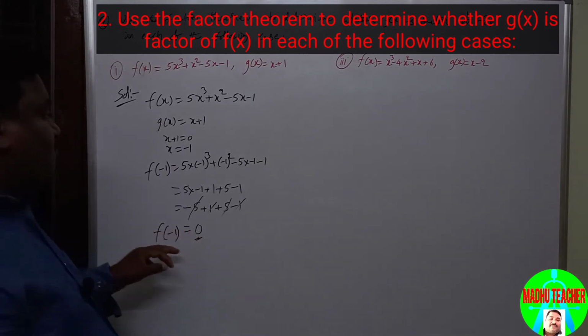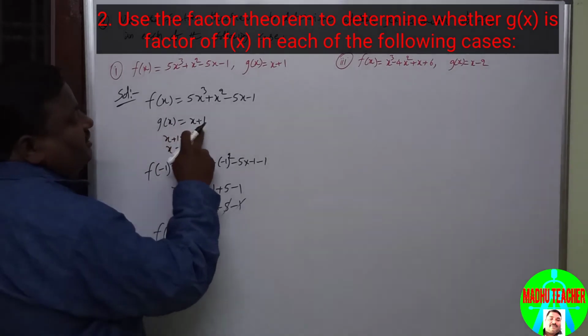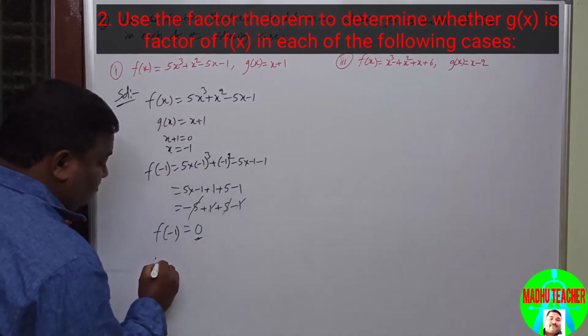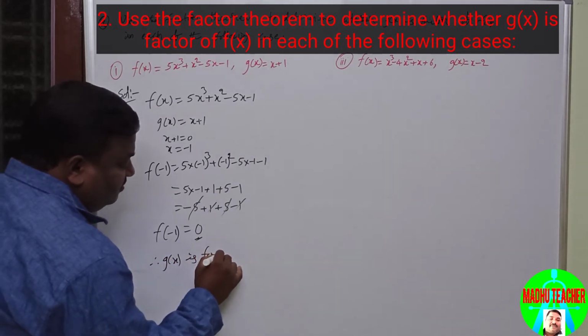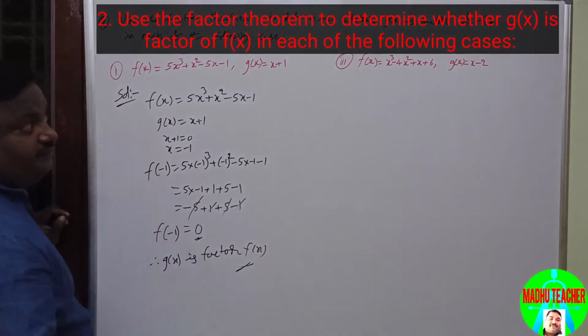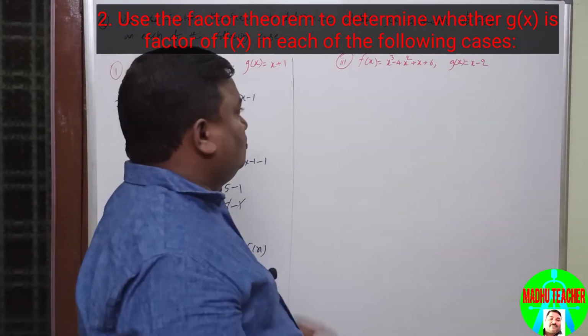f of minus 1 equal to 0 means this g of x is a factor of f of x. Therefore, g of x is a factor of f of x. Next, the second one we have to do, the third one.